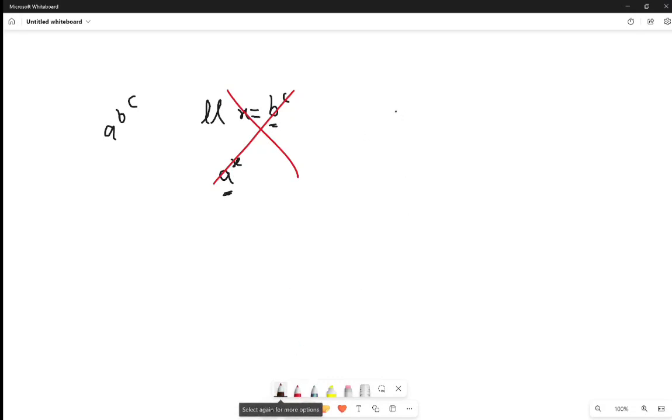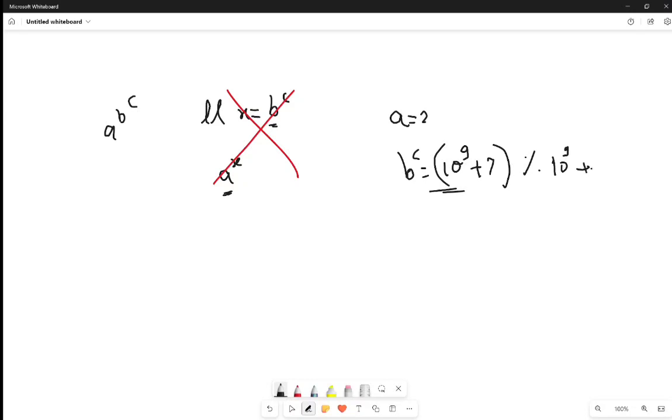Let us say a is anything like 2 and b to the power c is coming out to be 10 to the power 9 plus 7. Right, it can happen because b and c are pretty large, and at last we have to calculate b to the power c modulo 10 to the power 9 plus 7, so it will come out to be 0, right? So our approach will be x will come out to 0, and a to the power x, that is a to the power 0, will come out to be 1 in our approach.